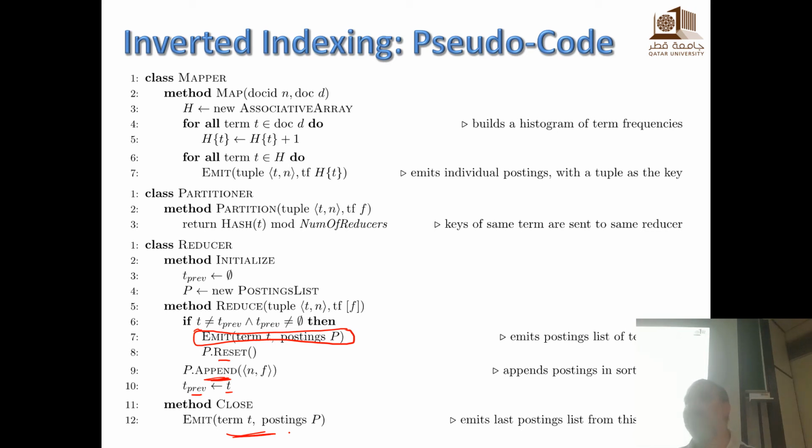Okay, so we'll have to keep track of where we are in the list and emit the current posting list whenever we get a new term in the keys. Okay? Any questions about this? Is that clear? Kanaan? Good.